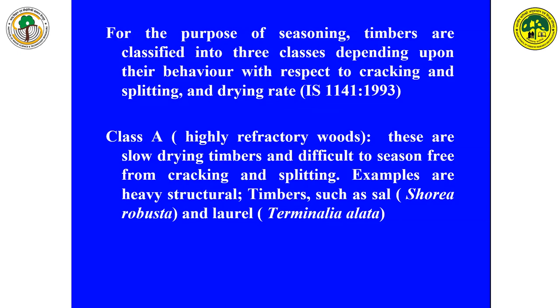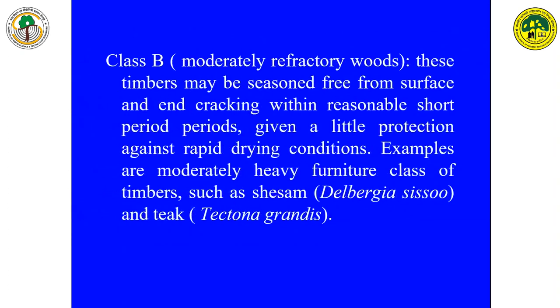Class A woods are highly refractory woods, like all species of eucalyptus, then Toona ciliata. These are slow drying timbers and difficult to season free from cracking and splitting. Examples are heavy structural timbers such as sal and laurel. Then there are class B, moderately refractory woods; teak and shisham fall in this category. These woods can be seasoned nicely, defect free, but little care has to be taken, and they dry faster than class A wood. Examples are shisham, Dalbergia sissoo, and teak.